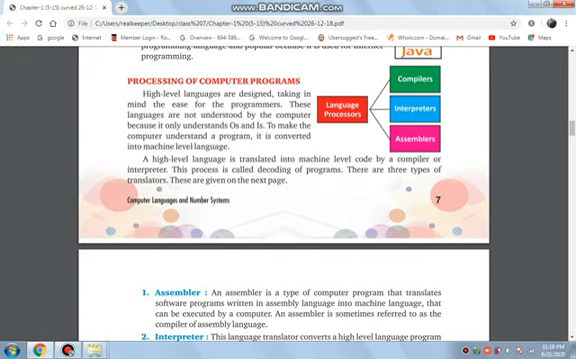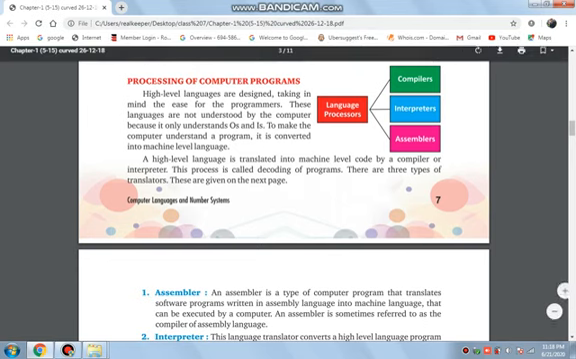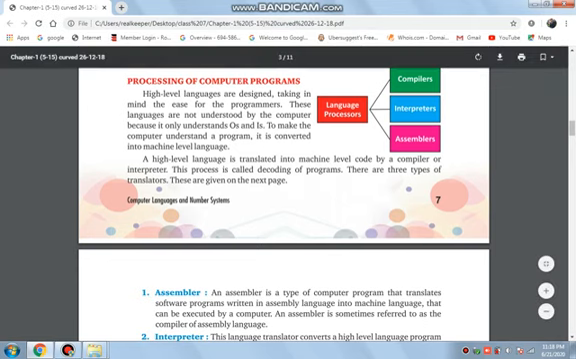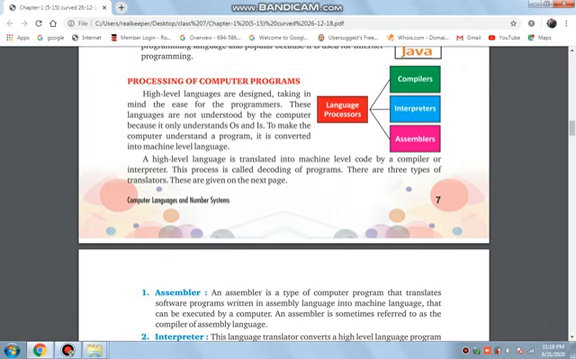Hello students, in this section we are going to cover processing of computer programs. Okay, in the previous video we studied some programming languages like C, C++ and Java. Now in this class we are going to understand how a computer understands a language that is written by humans in English-type language.